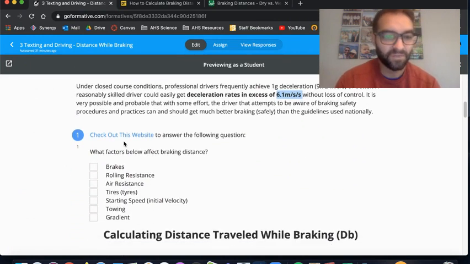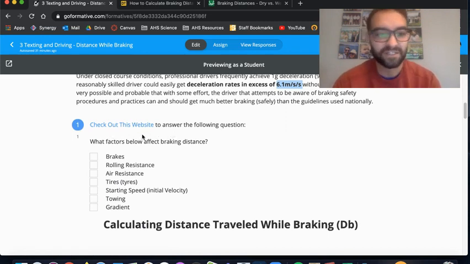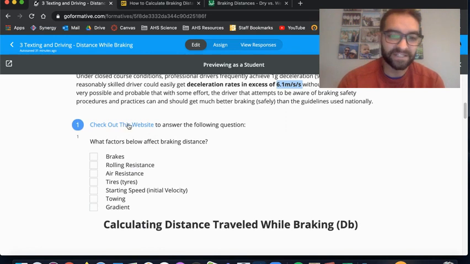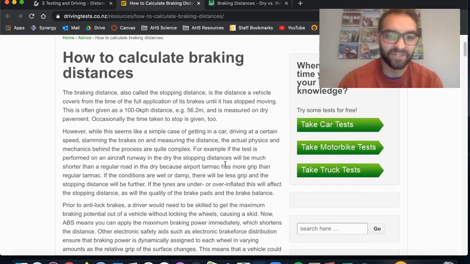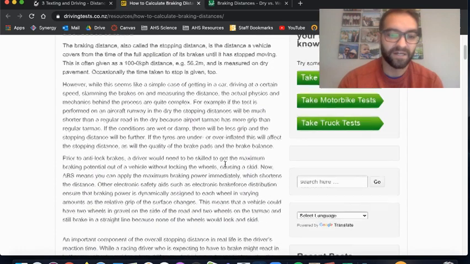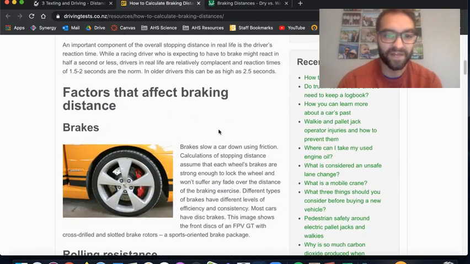Now, for question 1, I want you to check out this website to answer the following question. What factors below affect braking distance? If I open this link, it's going to open this article here. You're welcome to read this entire thing, but really, I want you to pull out the factors that affect braking distance.